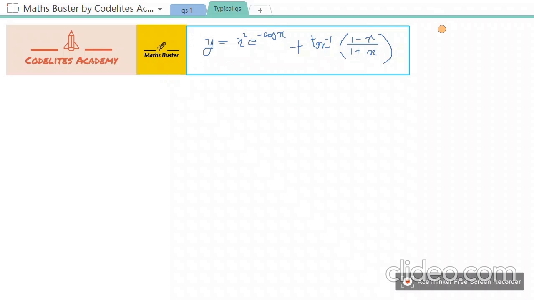The question is we need to find dy by dx of this function. What we can do, we can take this as one part and this as another part. Why? Because this is your u and this is your v, so it is the derivative of u plus v. So what is the derivative of u plus v?